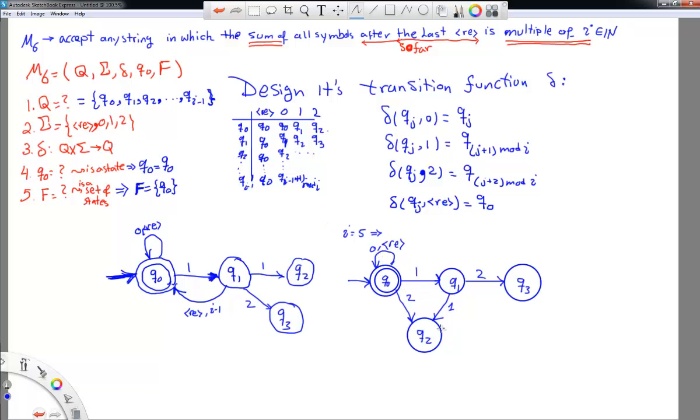Now if in Q sub 2, if I see a 1, I'm going to go to Q sub 3. If I see a 0, actually here on 0 I stay here, and on reset I go back. And then in Q sub 2, if I see a reset I go back. If I see a 1 I go to Q sub 3, and if I see a 2 I go to Q sub 4.